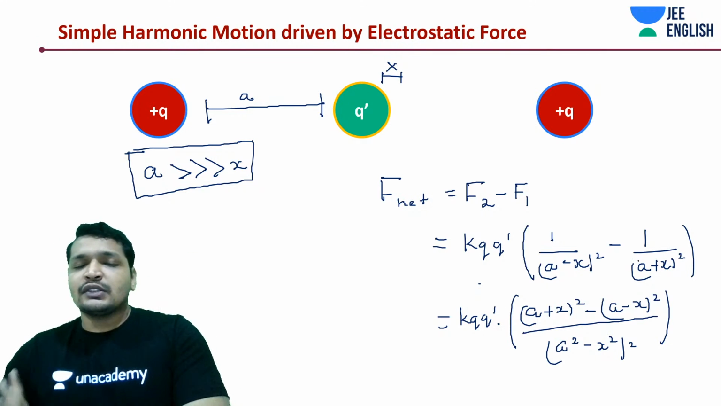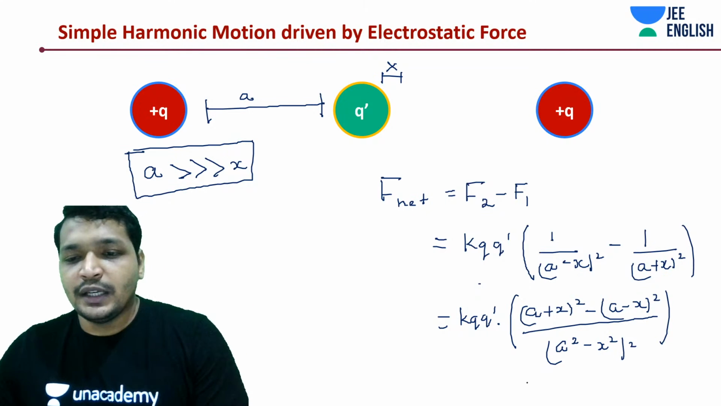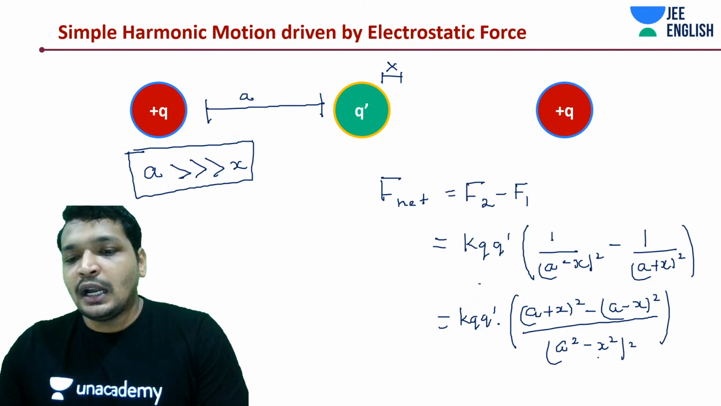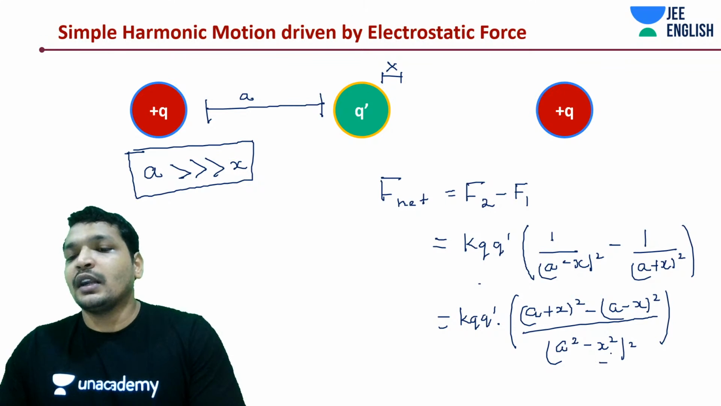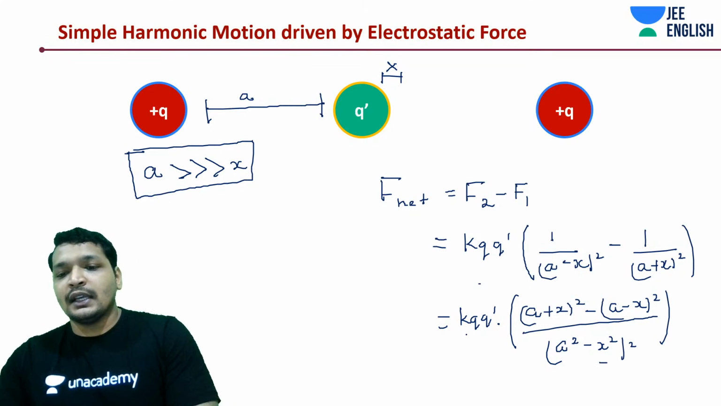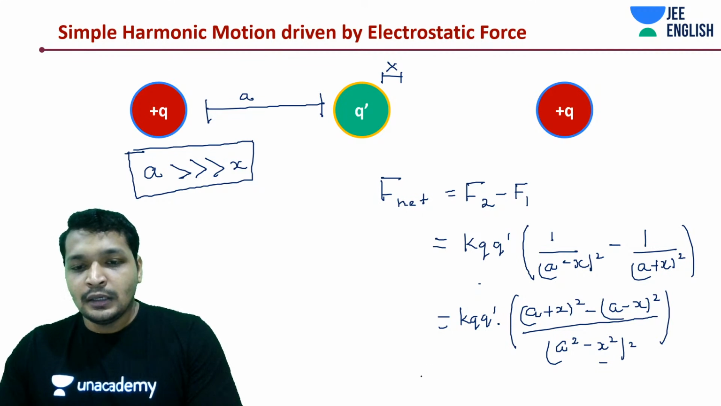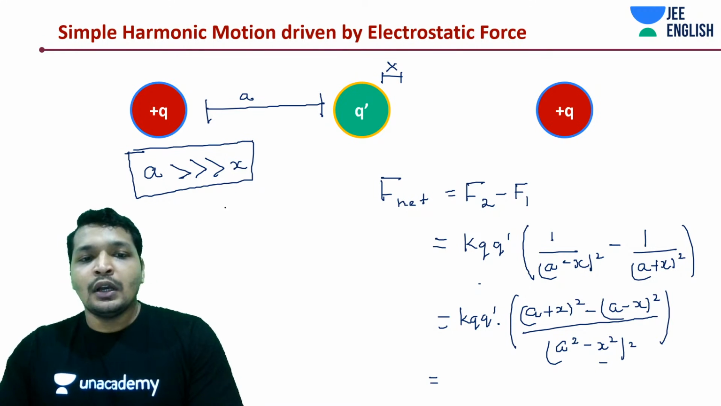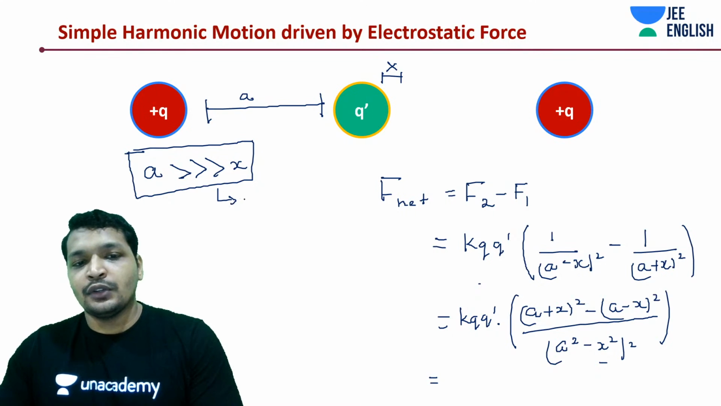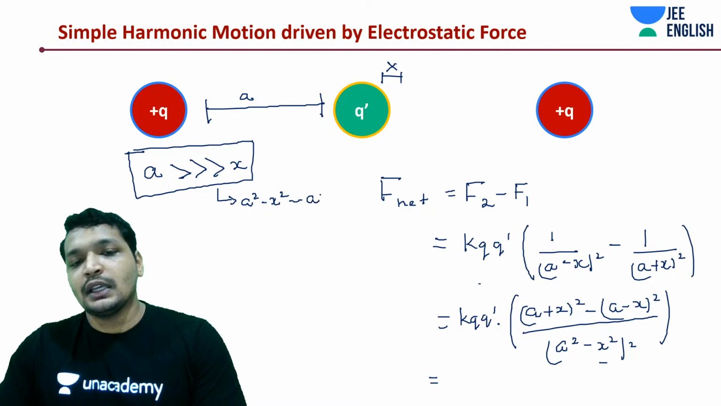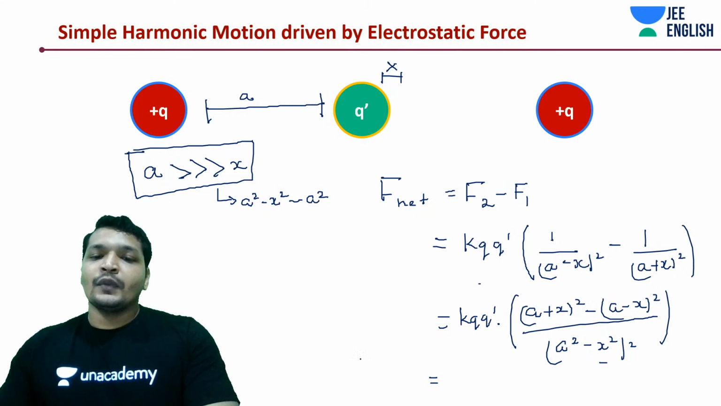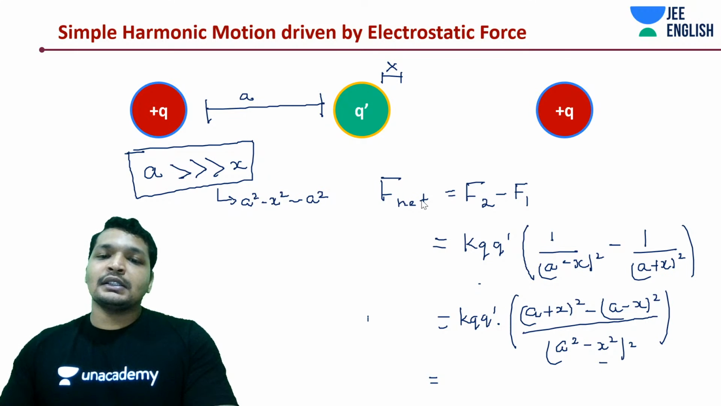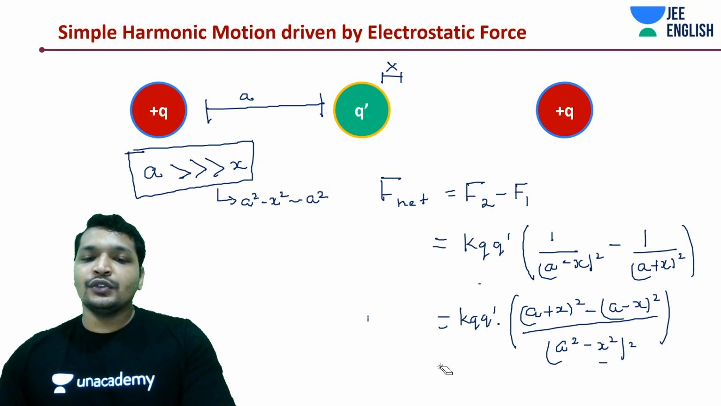(a square minus x square) into (a square minus x square), (a square minus x square) whole square, right? And if at all your a is greater than x, this can be written as, okay. Then you know, if this is true, then you can write down something like this: (a minus x) whole square is approximately a square.